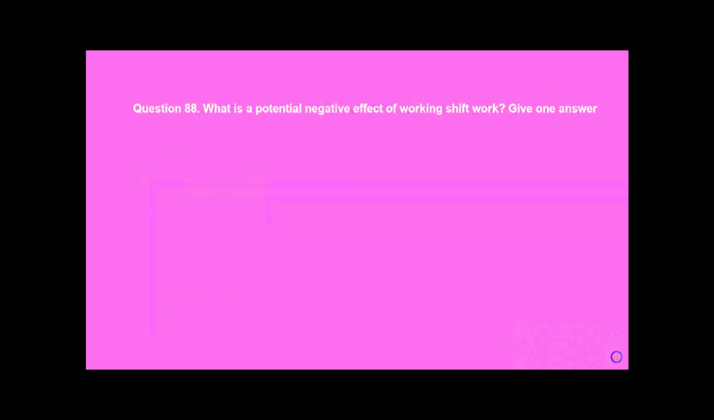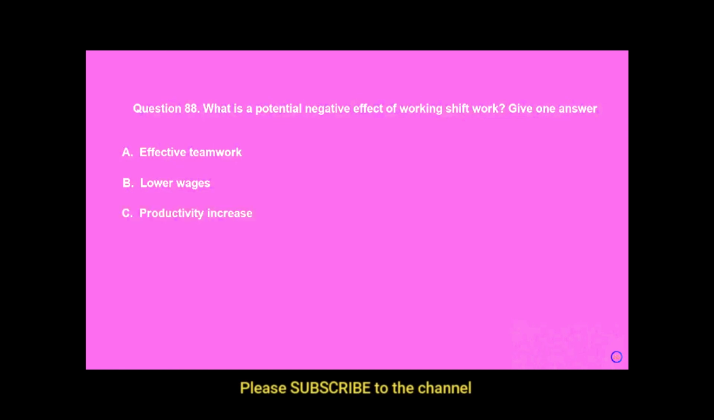Question 88. What is a potential negative effect of working shift work? Give one answer. A. Effective teamwork. B. Lower wages. C. Productivity increase. D. Worker fatigue. The correct answer is D. Worker fatigue. Question 89.